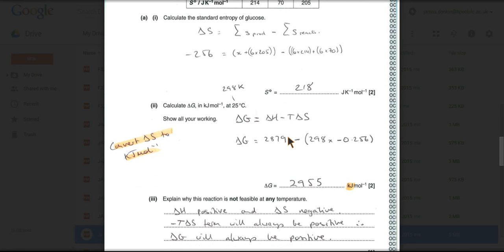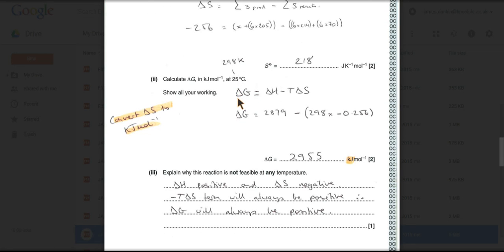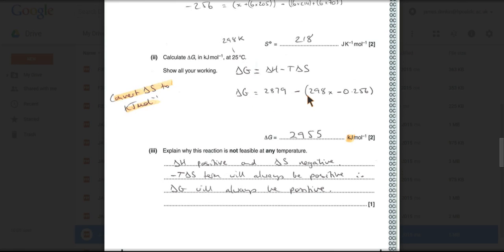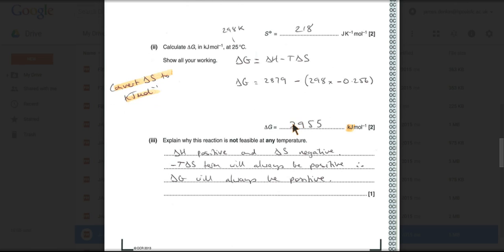Calculate delta G at 25 Celsius, and it's got to be in kilojoules per mole, so that entropy has got to be converted from joules to kilojoules by dividing by 1000. Temperature, remember, has to be in Kelvin, so we need to add 273 onto 25, that's where the 298 comes from. So Gibbs equation, delta G equals delta H minus T delta S. Feed the numbers in, and you should get an answer of 2955.